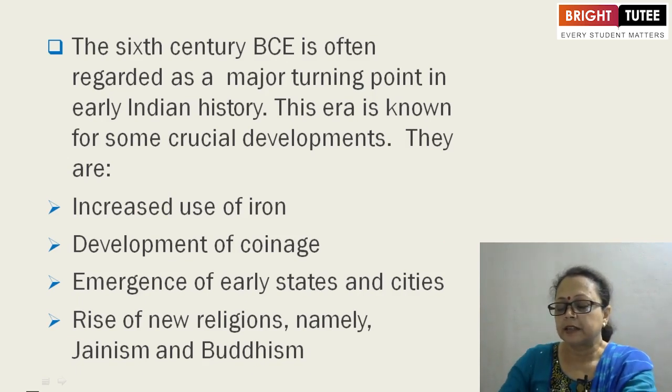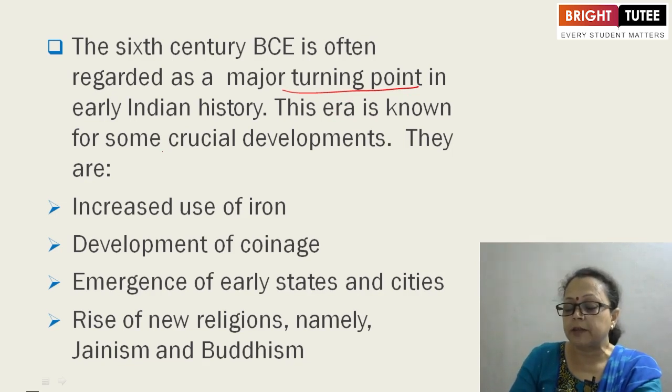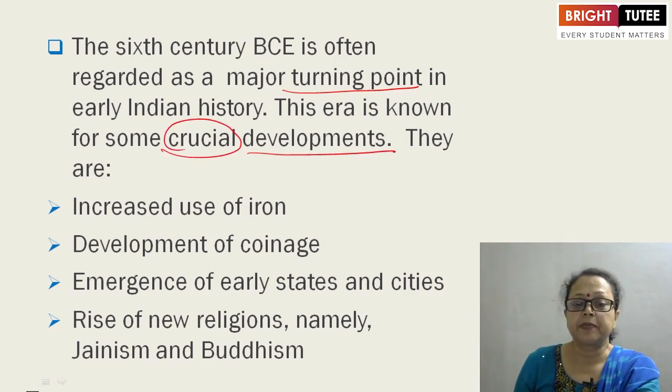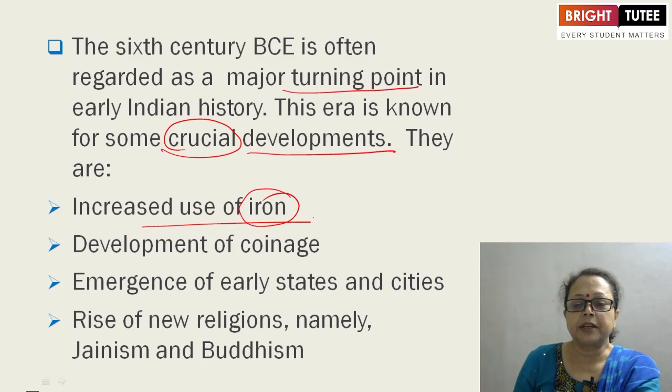Now coming to this, the 6th century BCE is often regarded as a major turning point. 600 BCE is a major turning point in early Indian history. This era is known for crucial developments, meaning the developments that took place in this period. Increased use of iron. In the Harappan civilization, we read about a Bronze Age civilization. Now iron has been discovered.